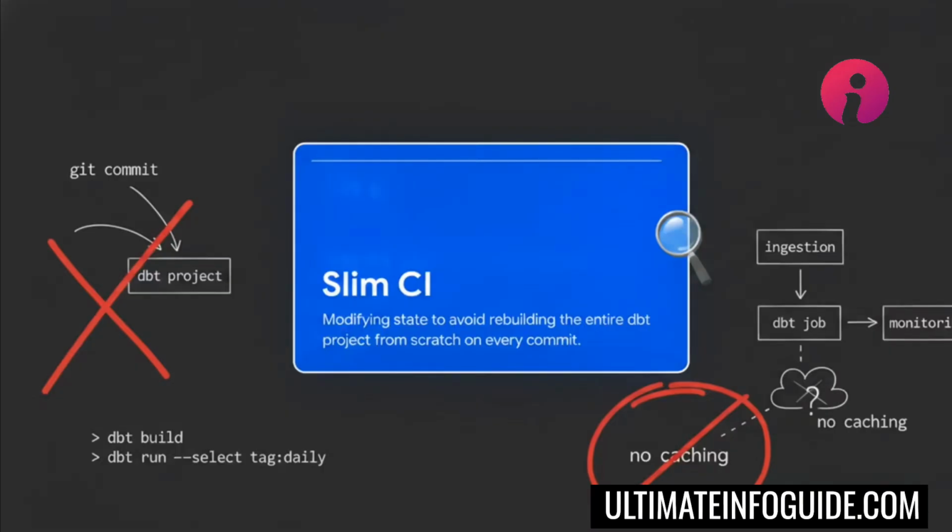That naturally brings us to Slim CI, which relies on modifying state to avoid rebuilding your entire project from scratch on every single commit. Because there's no caching, that state-modified Slim CI pattern that a lot of teams heavily rely on simply isn't available here yet. If your team leans hard on Slim CI to keep your pull requests manageable and your build times down, that lack of caching is a real glaring gap today. It is not a minor inconvenience.